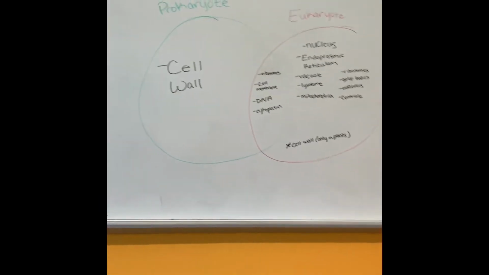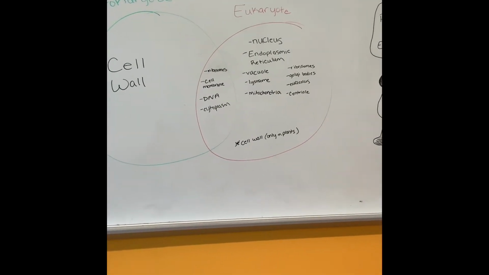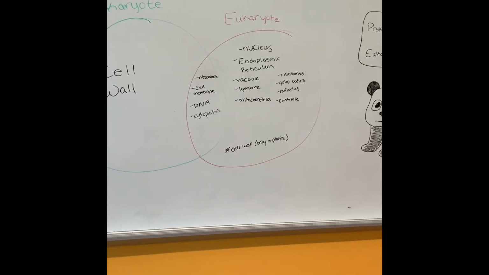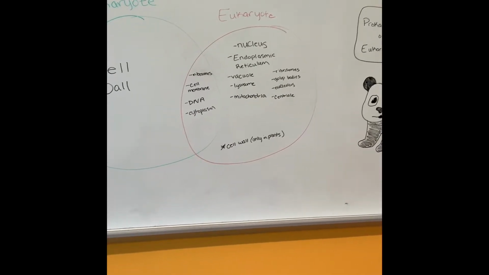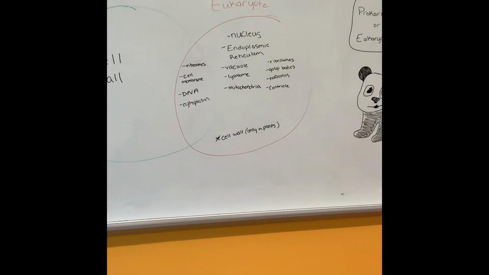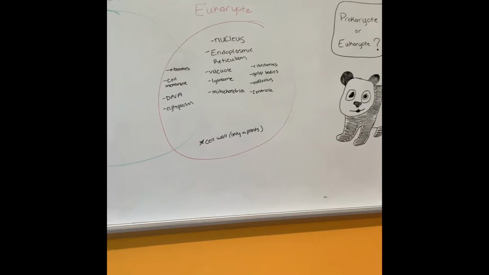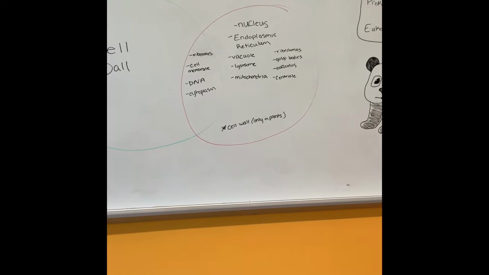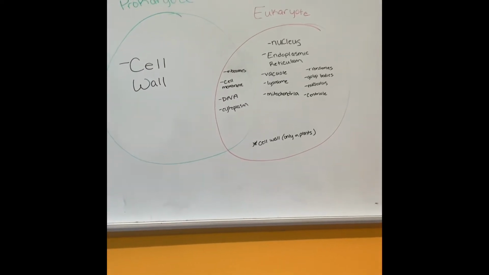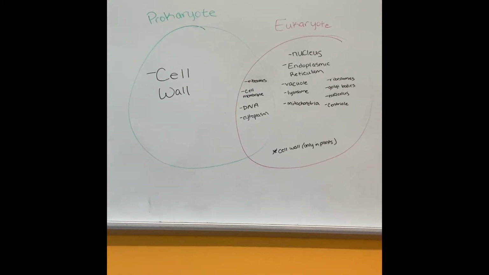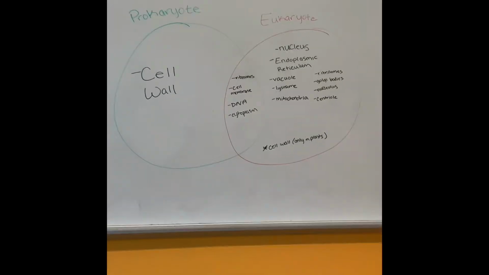But unlike prokaryotes, eukaryotes have a lot more organelles within. They have a nucleus, they have ER, they have vacuoles, they have ribosomes, lysosomes, Golgi bodies, nucleoluses, mitochondria, and centrioles. And that's it for your compare and contrast between prokaryotes and eukaryotes.